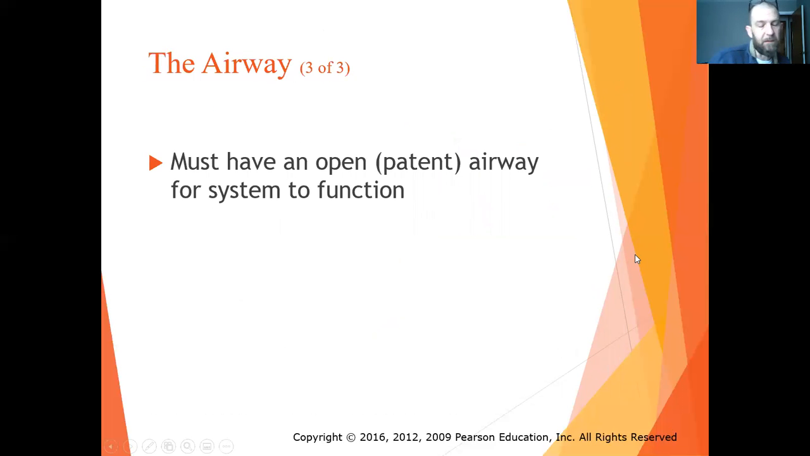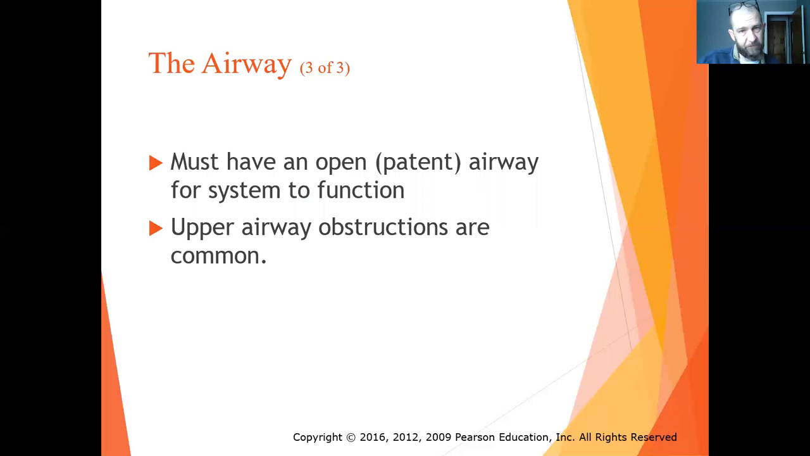All right, here's a definition that we need to know. That's called patent. Every patient, every person needs a patent airway for the system to function. That means the airway is open from top to bottom. Air is not being impeded on the way down by an obstruction. And that could be a foreign body, somebody chokes on a piece of food, a kid eats a Lego, or what have you. So a patent airway is something that all patients need.